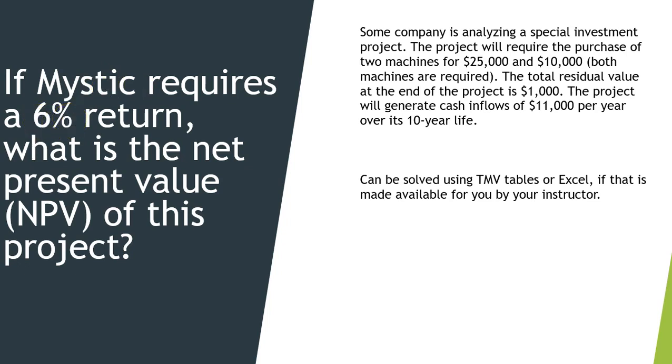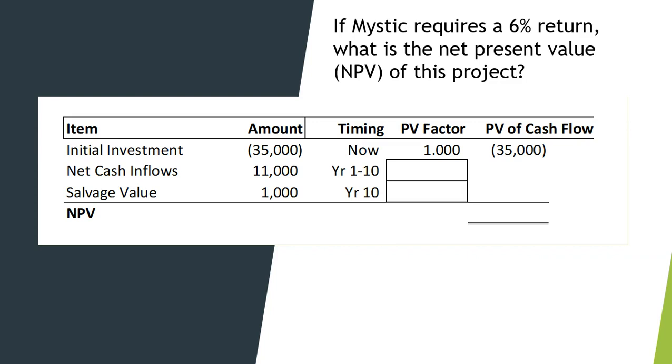So if they require a 6% return, what's the present value of the project? So I'm going to set this up in a table format, and this is exactly how I would recommend that you do it. We have an initial investment, we have cash inflows, we have a salvage value.